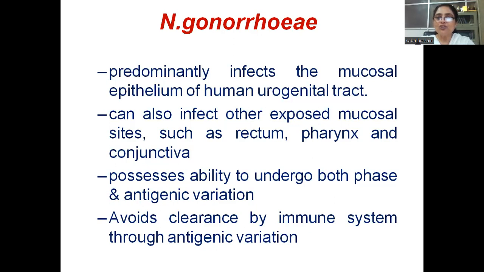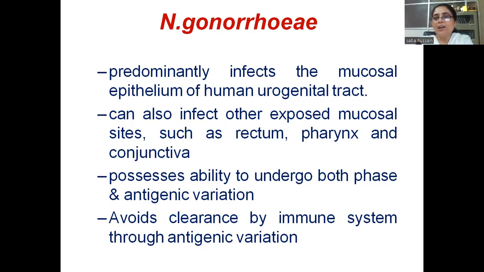So here I just want you to keep these things in your mind and then study the antigenic structures. So these are the places where it can infect and colonize, and it also has the ability to undergo phase and antigenic variations. What is phase and antigenic variation? Antigenic variation gives rise to expression of different kinds of proteins, and in phase variation, the phenotypic character of the bacteria changes. So this is also found in Neisseria gonorrhoeae.